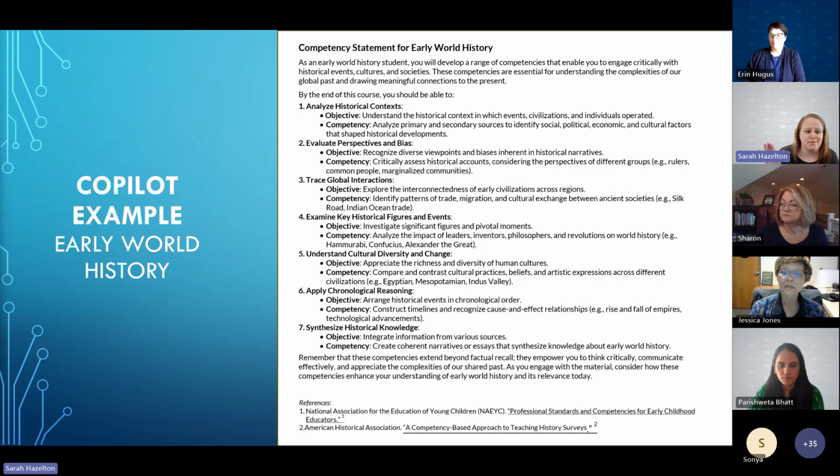I am not a subject matter expert in early world history, so don't ask me if these are right. We are going to have to ask our friends in the history department. But this is what CoPilot came back with. What I appreciated about this, first of all, it lists these competencies, which are cool. But the second question I asked it was even better than the first. The second question I asked it was, how can you connect those competencies to real world skills?